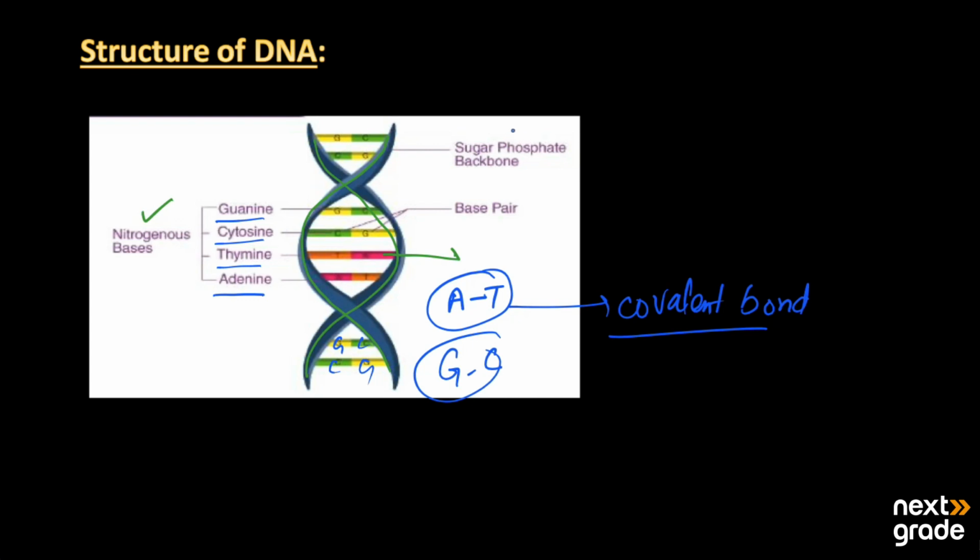Here, the sugar phosphate groups are combining and making up the backbone of these strands, and the base pairs combine and hold the two strands together. So this was a simple model proposed by Watson and Crick in 1953, and that was the latest model of the DNA.